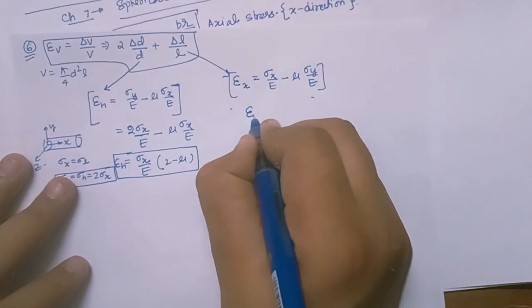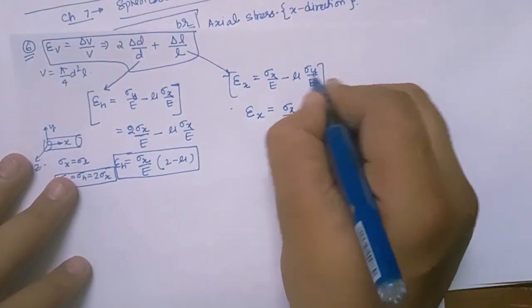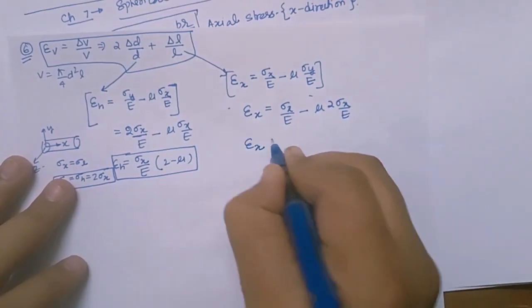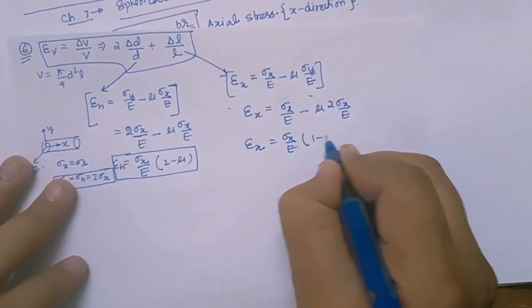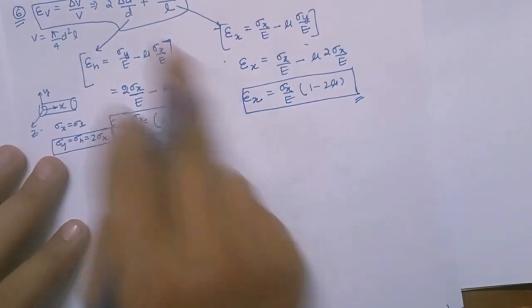Now I am talking about longitudinal. In longitudinal, what will I write? Sigma x as it is, sigma x by E minus mu, and what is y? Sigma y, hoop, that is 2 times sigma x by E. So I will take sigma x by E common, and I will get 1 minus 2 mu. So this is the strain in the longitudinal direction. Now you will put these 2 points here.